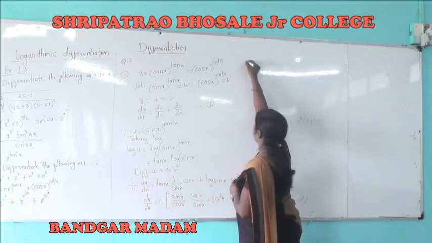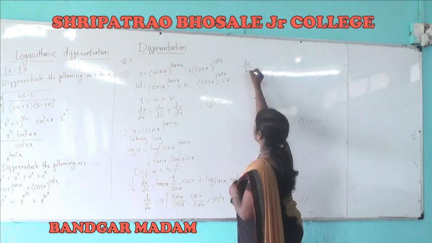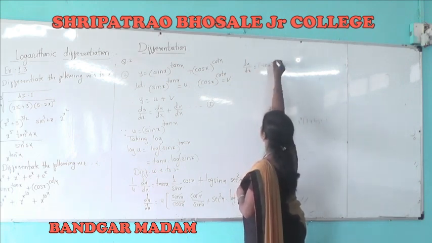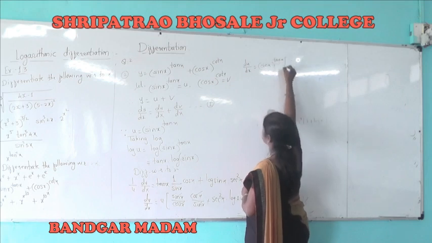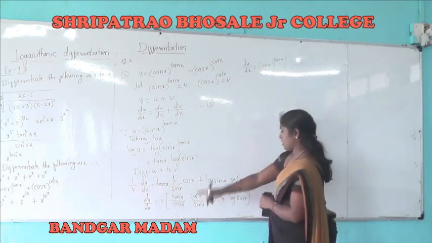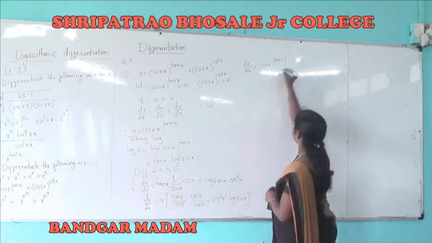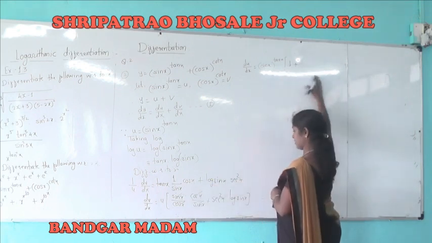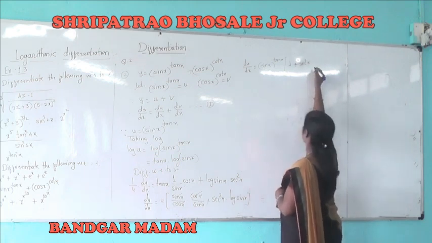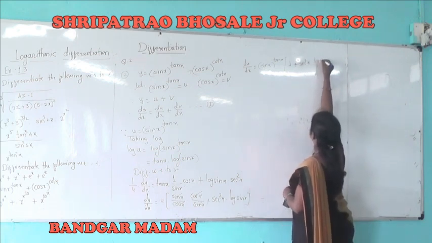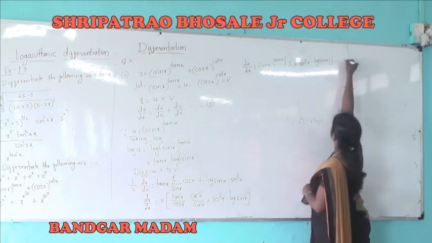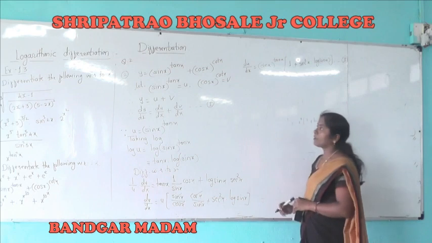We replace the value of u and get du by dx is equal to sin x raised to tan x into, here sin and cos cancel and we get 1 plus sec square x into log of sin x. So this is the second equation.